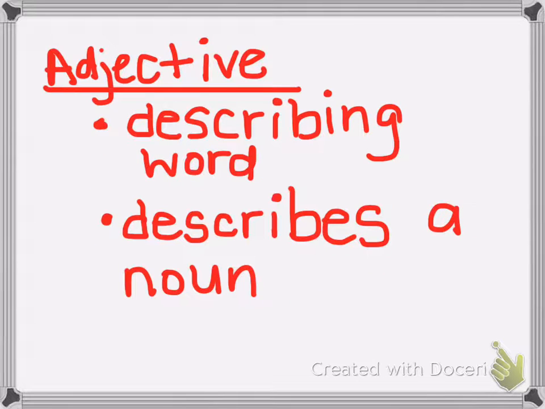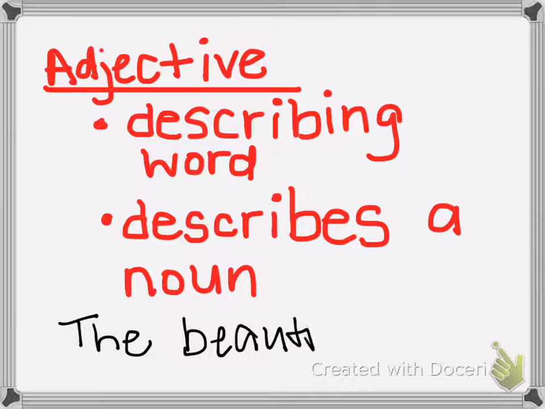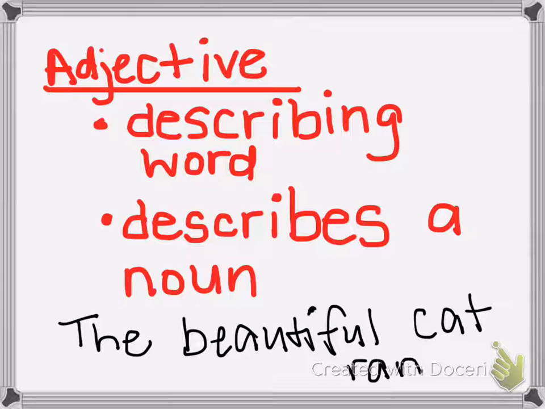All of these words are nouns. They're just different types of nouns. An adjective might be something new for you, but an adjective is a describing word. And most often, the adjective is describing a noun. So if I take a sentence like, the beautiful cat ran.